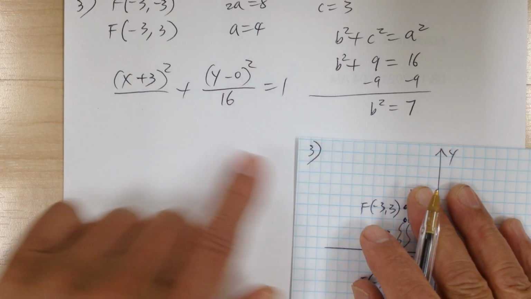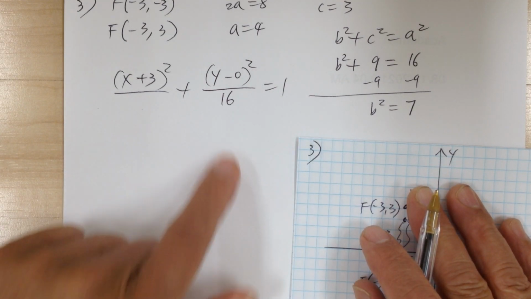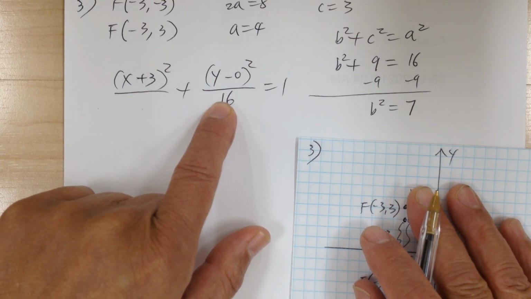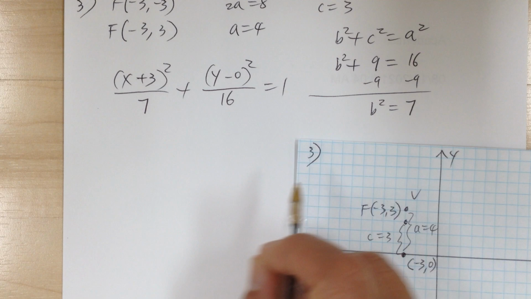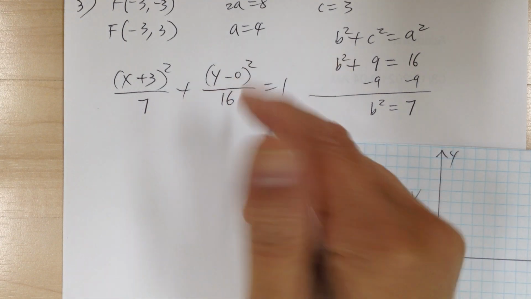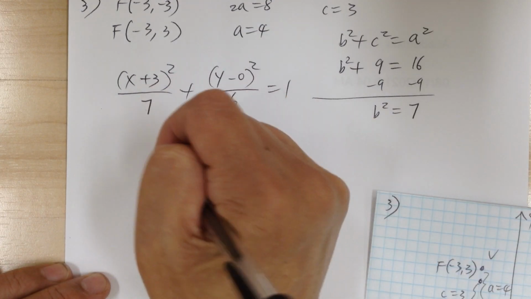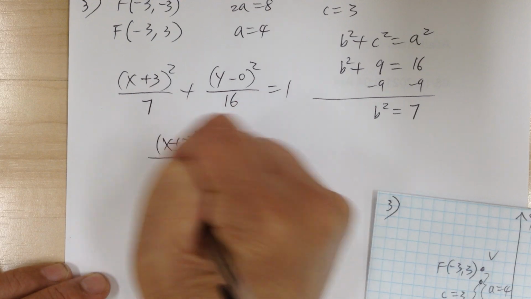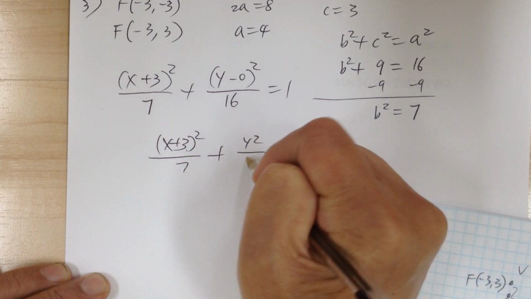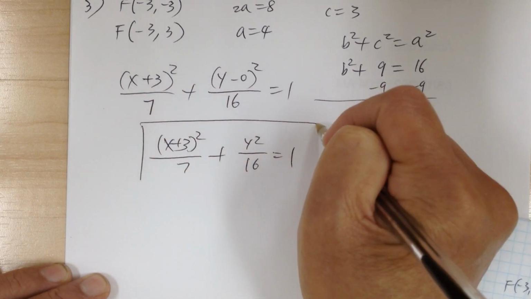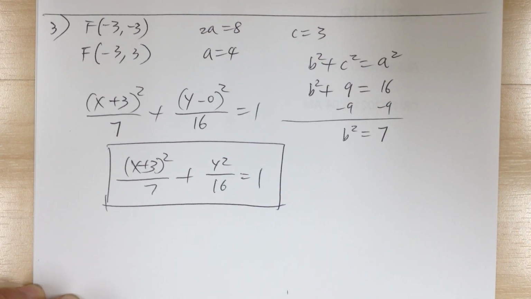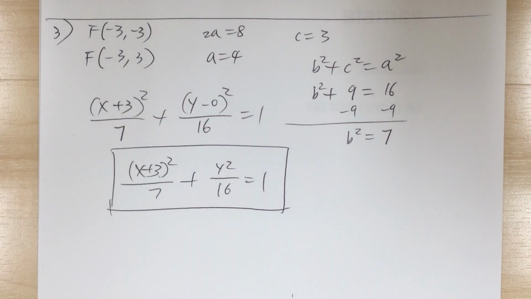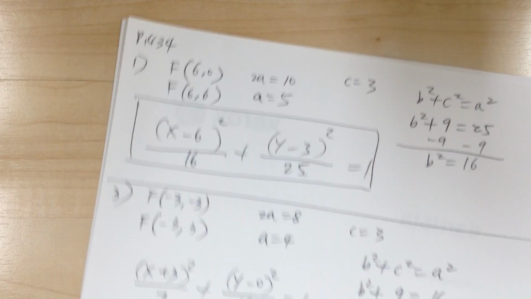Okay? So b, again, use your process of elimination. Since this space is already taken, this has to go over here, right? So b squared is 7. Okay. And then you want to get rid of that, so simplify. Don't leave it like that. It looks really awkward. Okay, and that's it for number 3. Okay. Let's go to the next one.